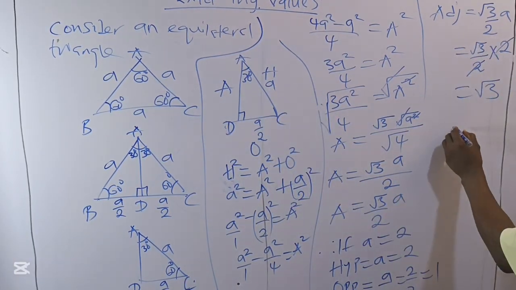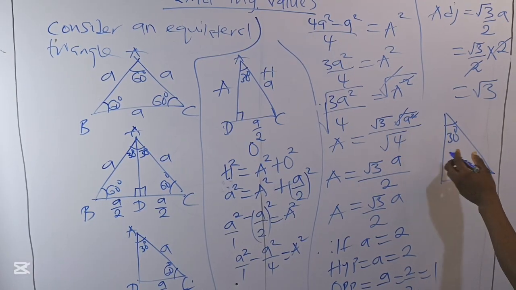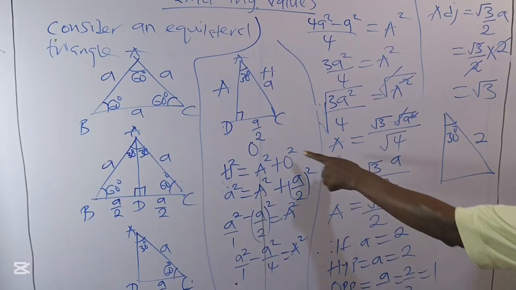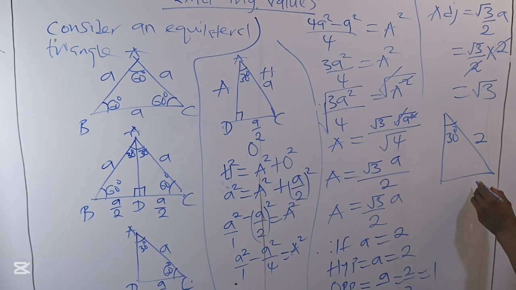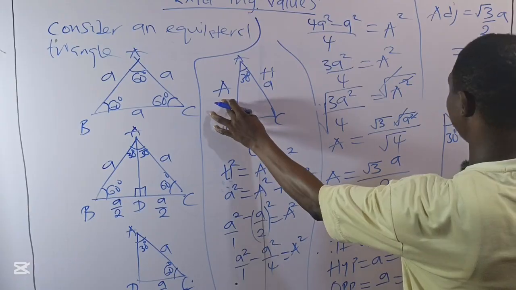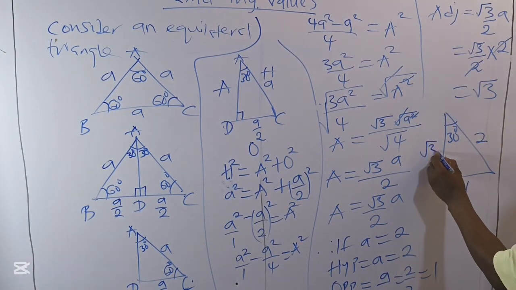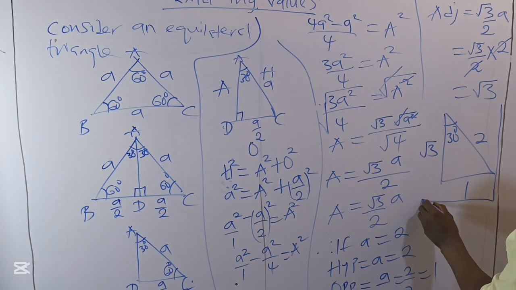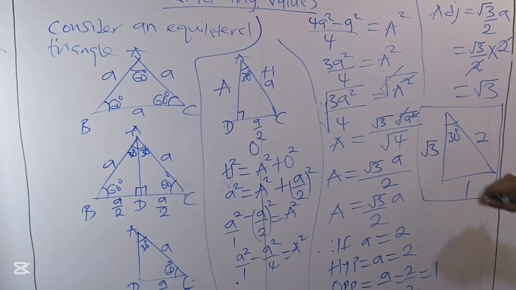So bringing this back, in terms of 30 degree, I will have hypotenuse as 2, opposite, which is A over 2, as 1, and adjacent as root 3. Now, this is the triangle we can use to get our values for sine 30.